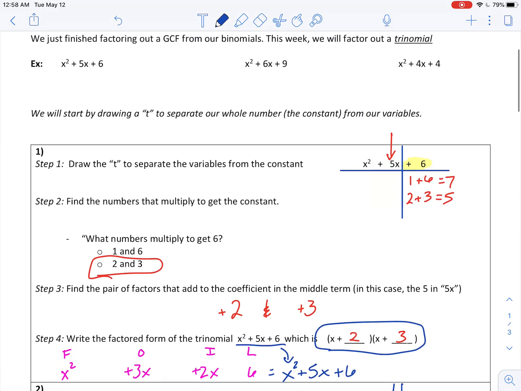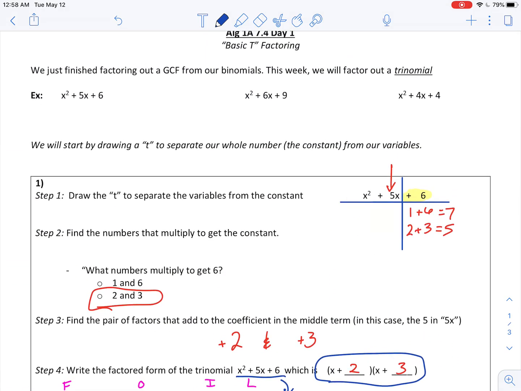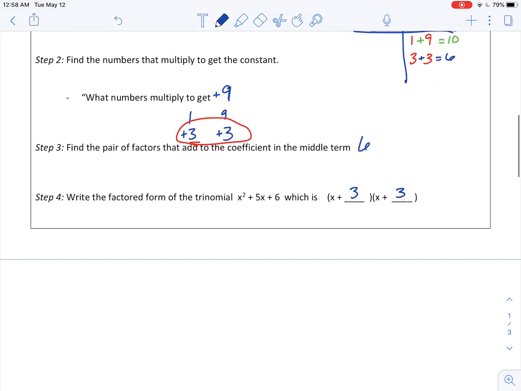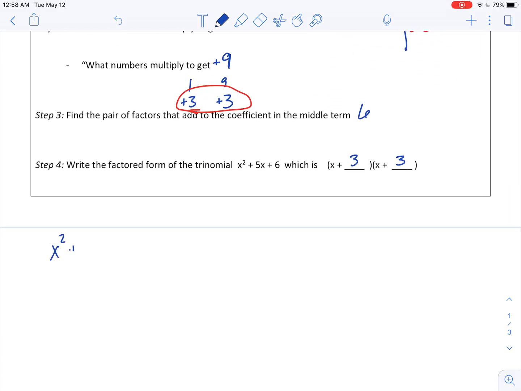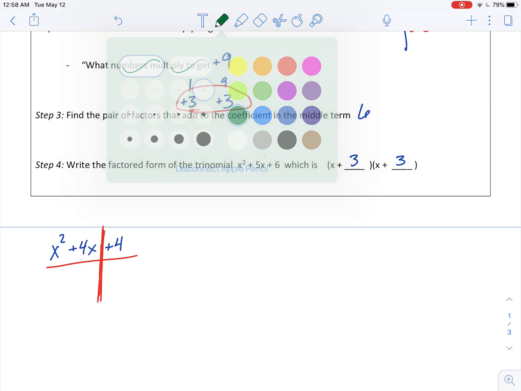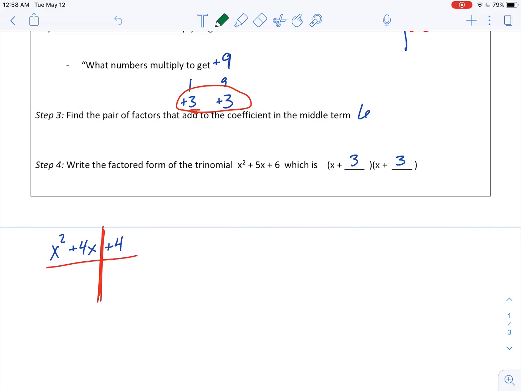Let's do our very last one. That's x squared plus 4x plus 4. Again, let's make that T. Okay, and I want the factors of 4. So what two numbers multiply to get 4? Well, 1 and 4, and 2 and 2. And that's it.